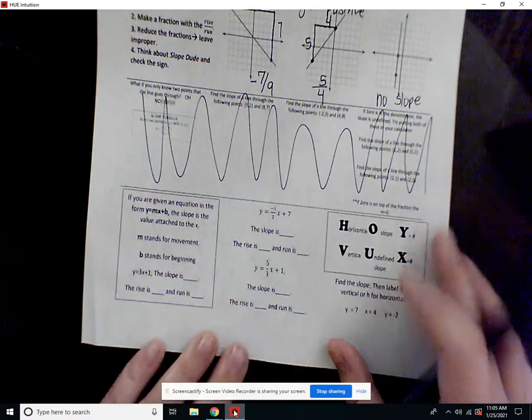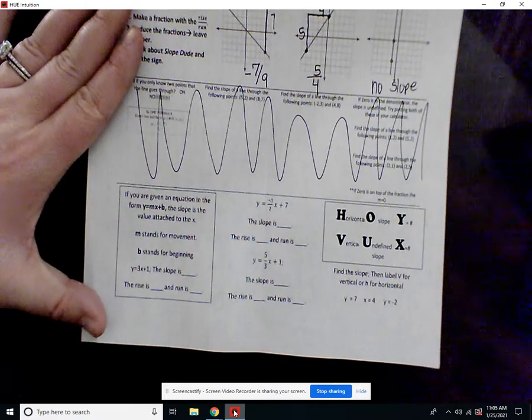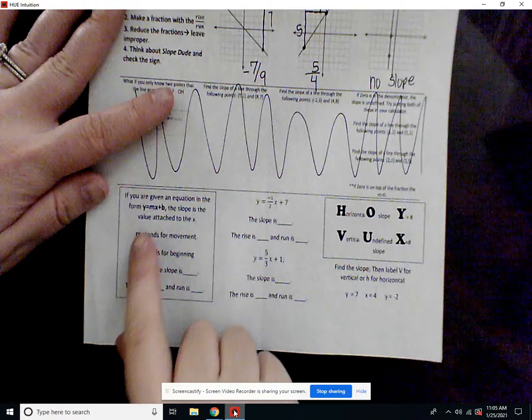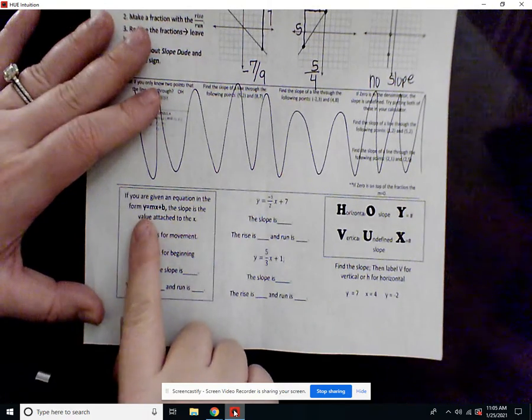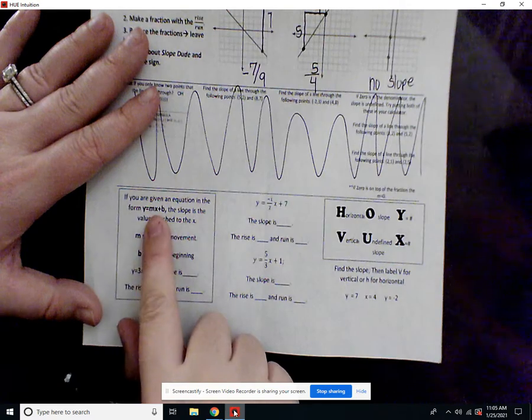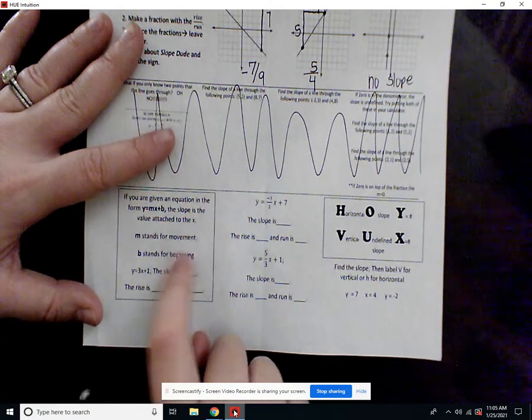Okay, so the bottom section. This is kind of moving into what we're doing today. You have to identify the slope and then identify different letters. With slope, you're given the equation y equals mx plus b. The slope is the value attached to x. So m stands for movement, b stands for the beginning. This is where you start.